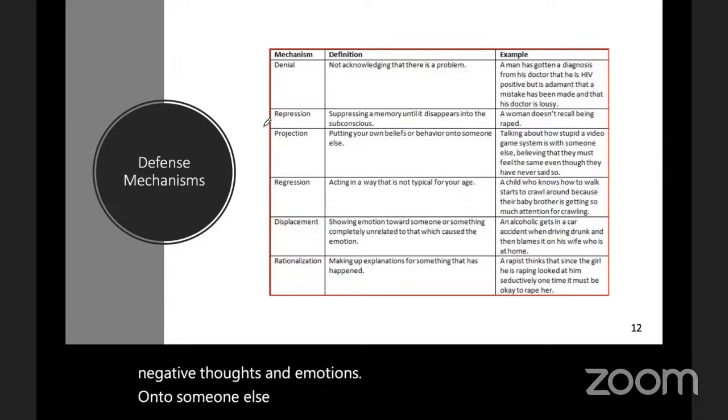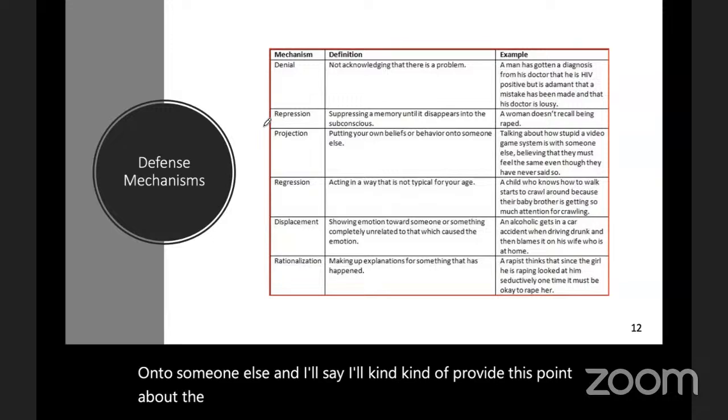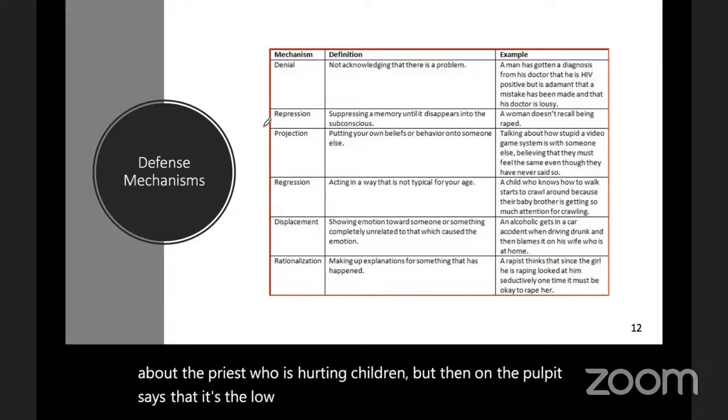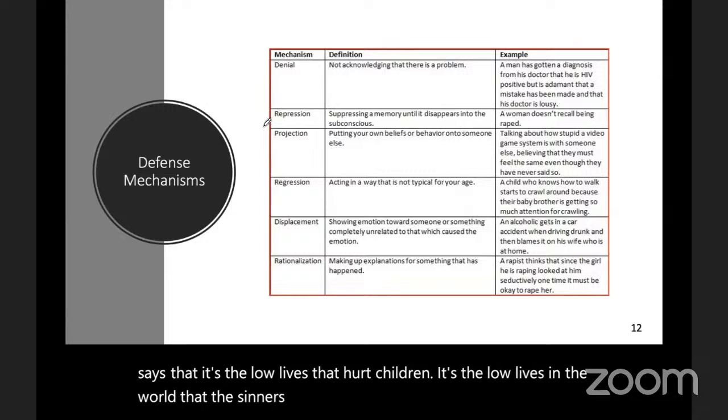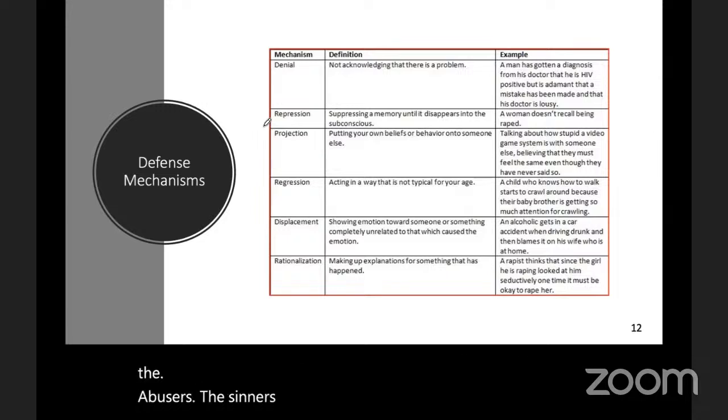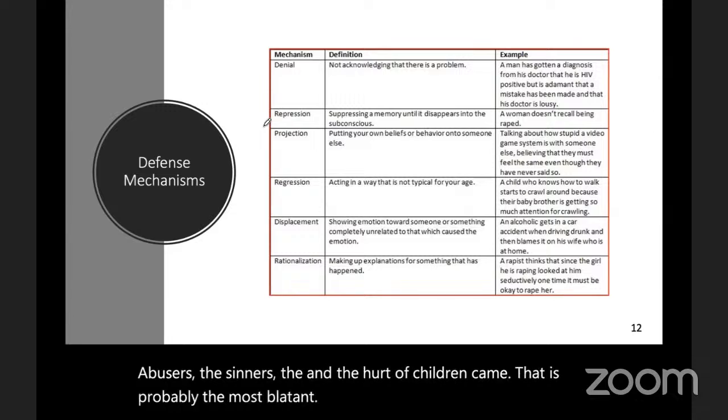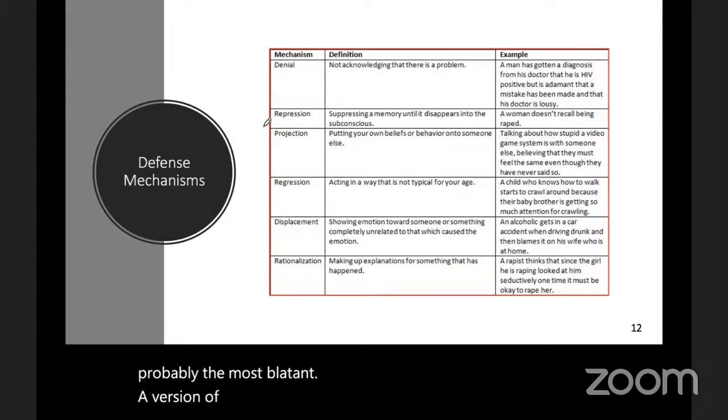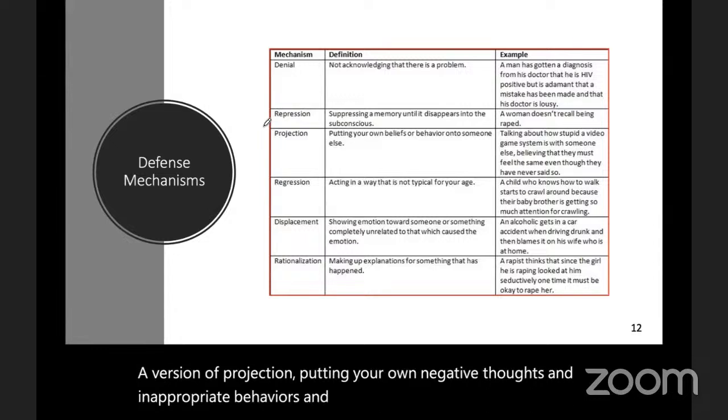And I'll provide this point about the priest who is hurting children, but then on the pulpit says that it's the low lives that hurt children. It's the low lives in the world, the sinners, those people who have rejected God, who are the abusers and the molesters of children. That is probably the most blatant version of projection, putting your own negative thoughts and inappropriate behaviors onto someone else.